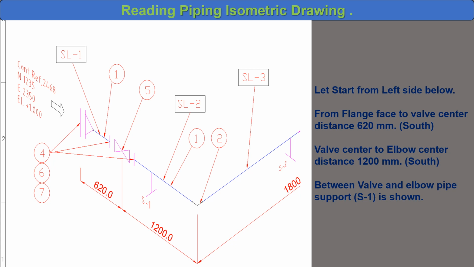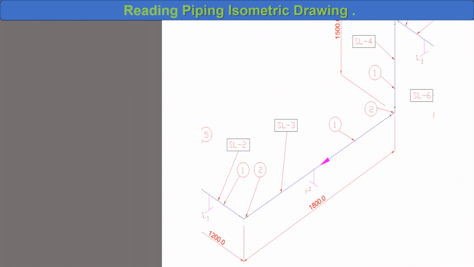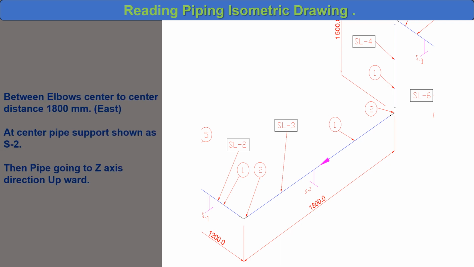Reading piping isometric drawing. Let's start from the left side below. From flange face to valve center distance 620 mm. South, valve center to elbow center distance 1100 mm. South, between valve and elbow pipe support S1 is shown. Between elbow center to center distance 1800 mm. East, at center pipe support shown as S2, then the pipe goes in Z-axis direction upward.